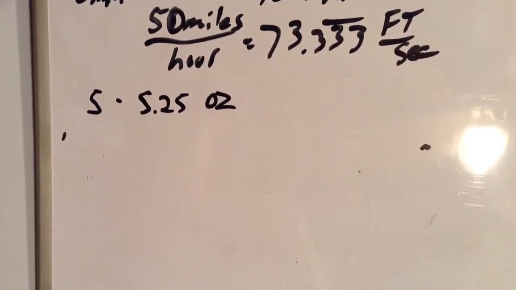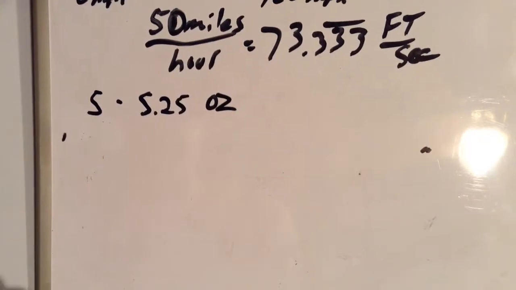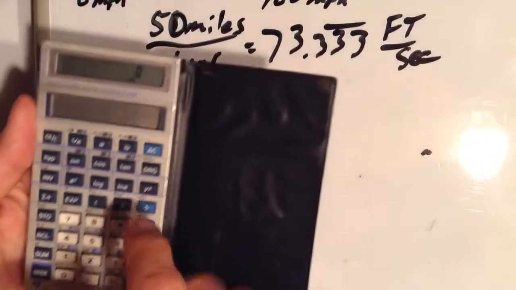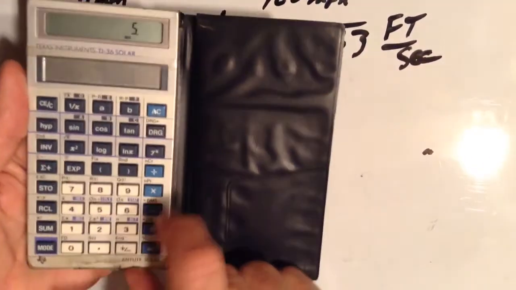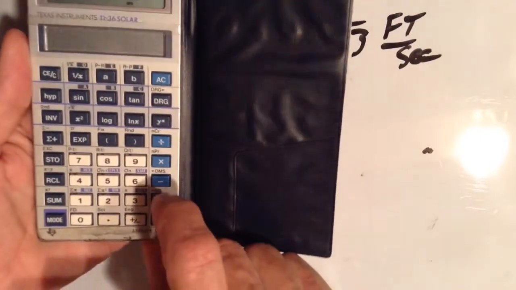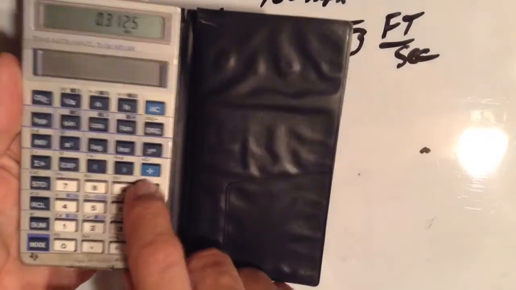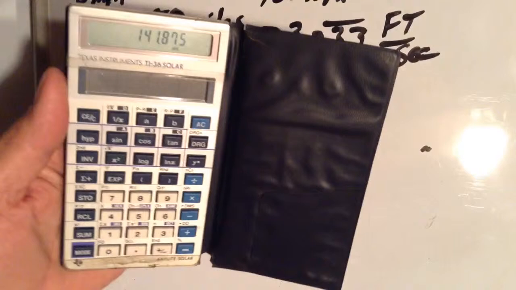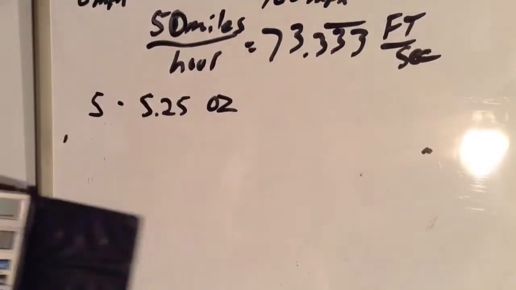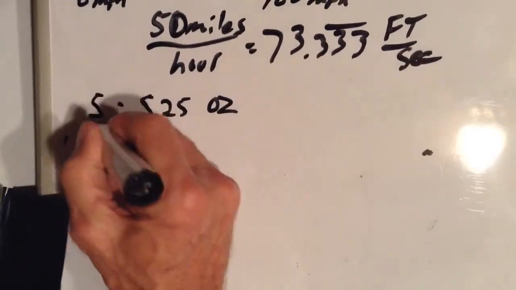Okay, so there's 16 ounces in a pound. So let's say a 5-ounce baseball: 5 divided by 16 equals 0.3125 pounds. Times 454 grams per pound, that would be about 142 grams.